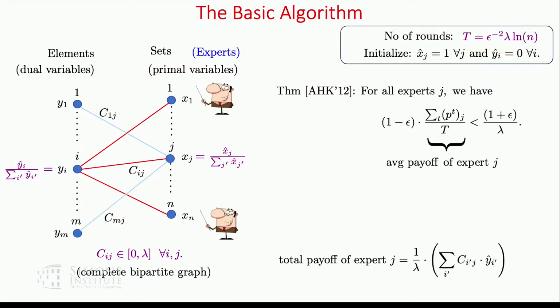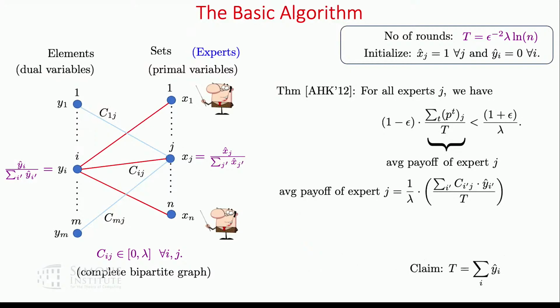So at the end of all the rounds, the total payoff of expert j is just precisely 1 over lambda times the packing value of that constraint, the unscaled packing value. And so the average payoff of expert j is just this divided by the total number of rounds. And now what can we say about the total number of rounds T? It's just the sum of the dual weights.